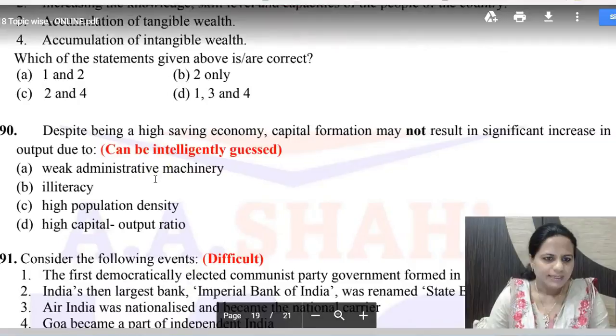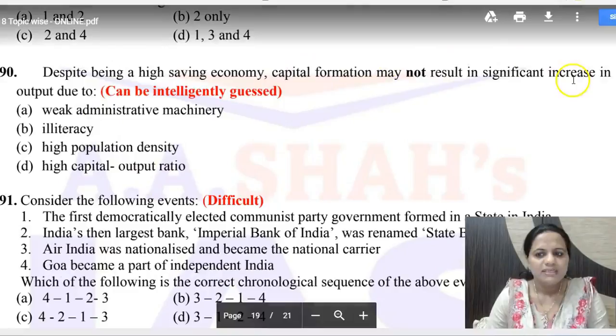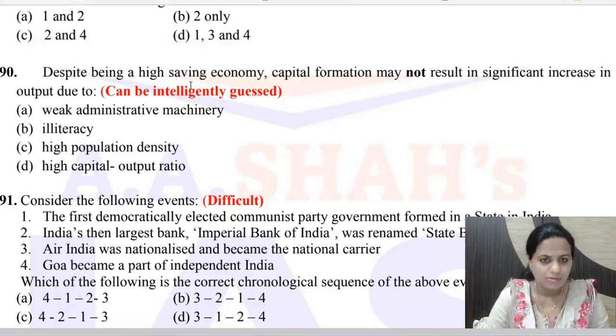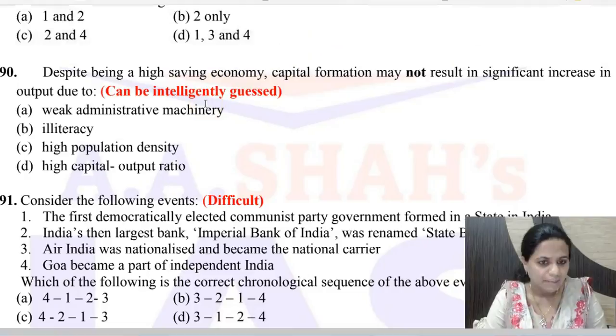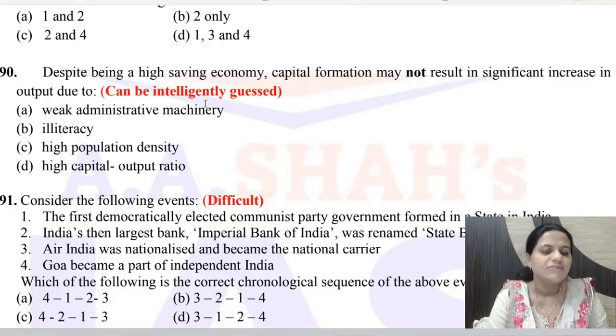90. Despite being a high-saving economy, capital formation may not result in significant increase in output due to, means if a country is a high-saving economy, savings are high, capital formation is taking place, means capital is accumulating, but then it will not result in significant increase if weak administrative machinery is option A, illiteracy, high population density or high capital output ratio. So basically, if you have huge saving, capital is high, but then if capital output ratio, means how much amount of capital is required to get a particular output, if that is very high, then it will not result in significant increase in output. So 90, the correct answer is D.